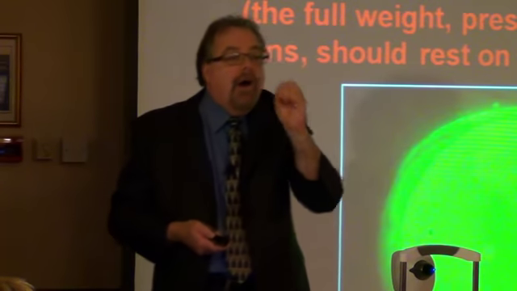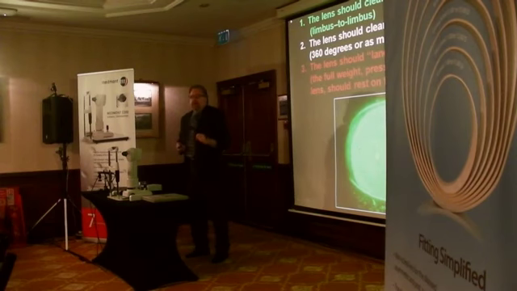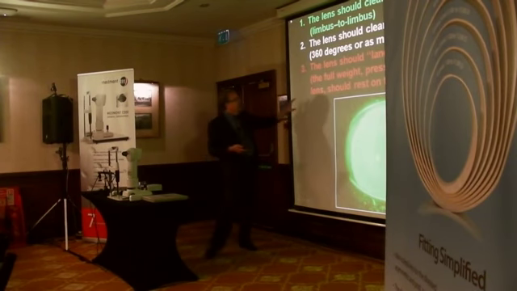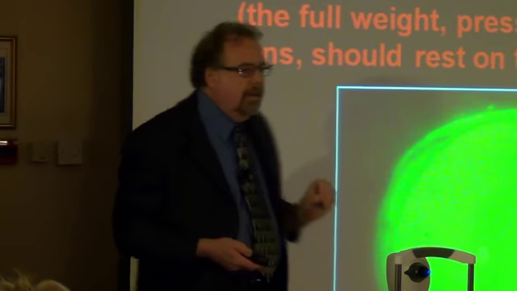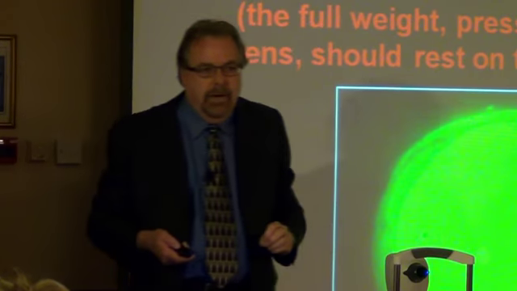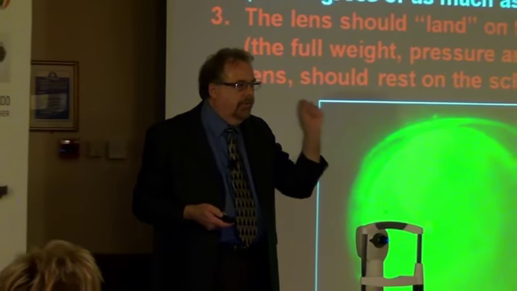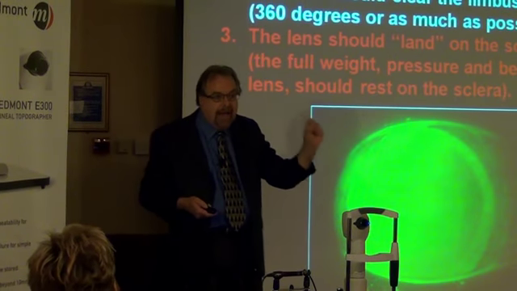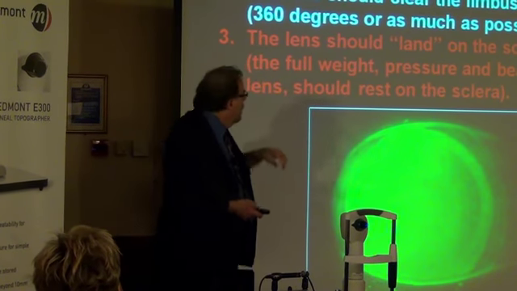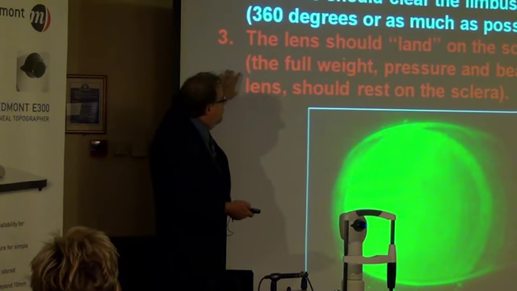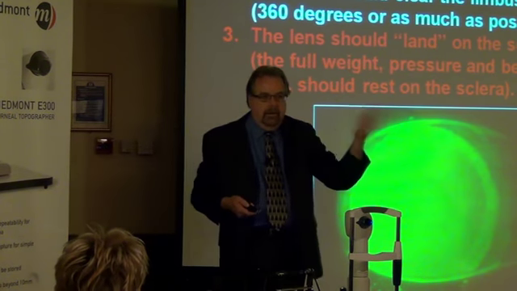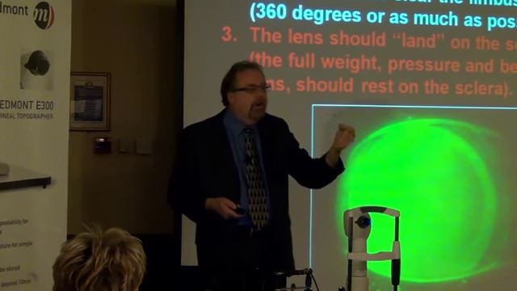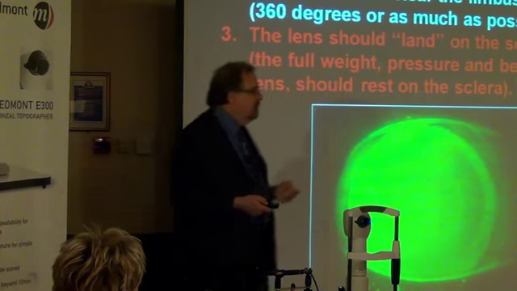So far, what we have here is a modality where we want the lens to clear the entire cornea. We want it to clear the peripheral cornea and limbus as well. And we want the lens to have all of its bearing, not on the cornea, not on the limbus, but have all of its bearing on the sclera.